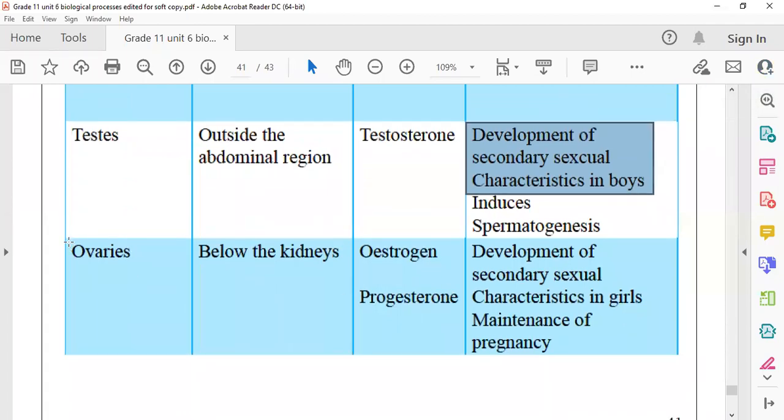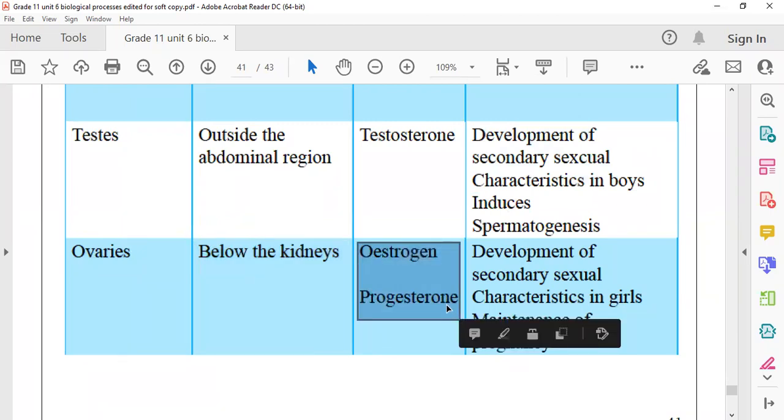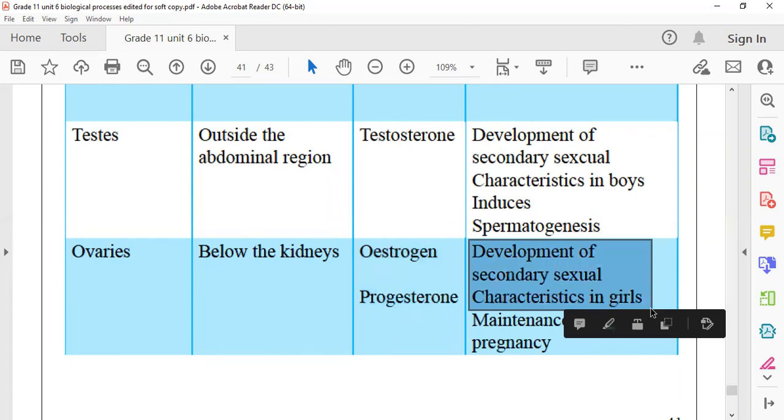Secondly, ovaries. Ovaries are pointed, they are located below the kidneys. They are secreting two hormones. What are the two hormones mentioned to you here? Estrogen, progesterone. Like in the males, in the females also, there are secondary sexual characteristics.